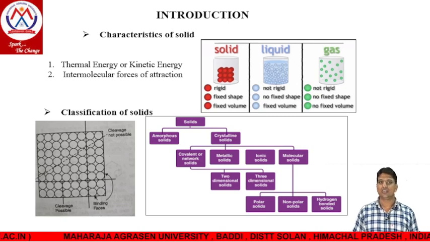In covalent solids, the atoms are joined together by strong covalent forces. In metallic solids, the atoms are held together by metallic bonds. In ionic solids, the ions are held together by strong electrostatic force of attraction. And last is molecular solid. The molecular solid is further divided into three categories. First is polar solid. The example of polar solid is solid SO2. Then non-polar solid, I2, and then hydrogen bonded solid. Example of hydrogen bonded solid is solid ice.